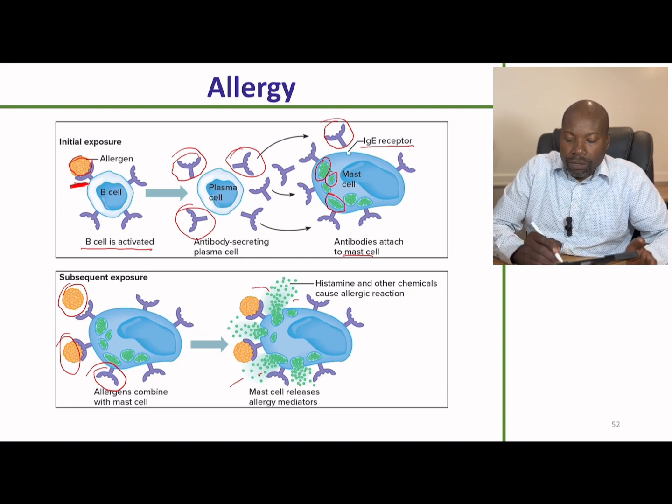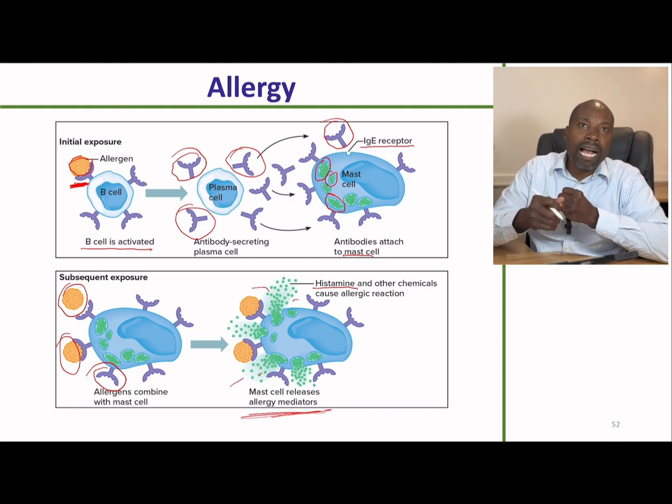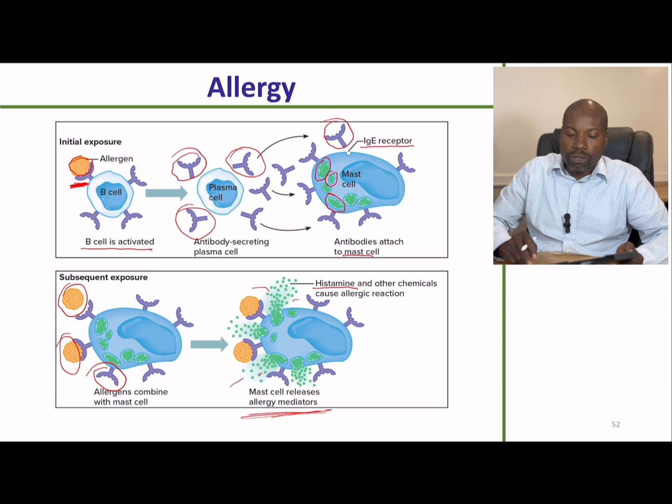These allergic factors are going to be histamine, heparin, and eventually other chemicals as well. So this right here is going to actually trigger a cascade of events that is going to lead to a rash, redness on the skin, runny nose, runny eyes, and so on and so forth.